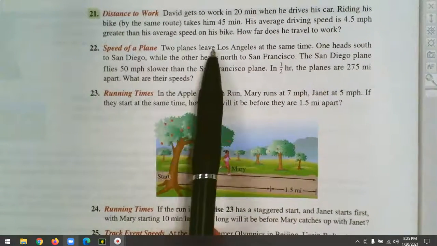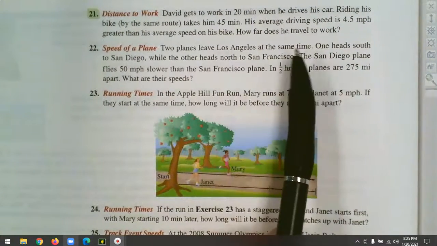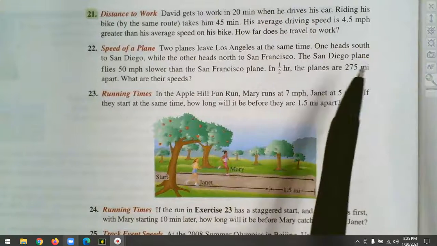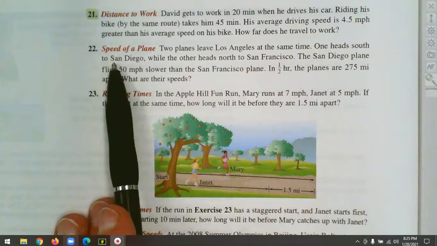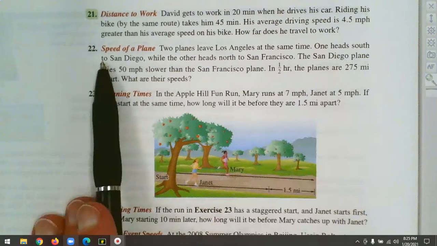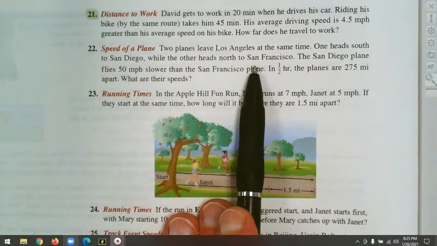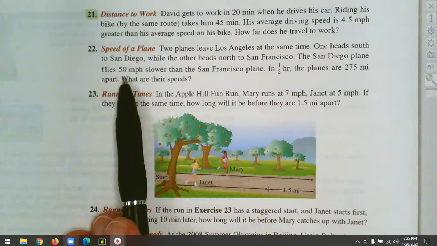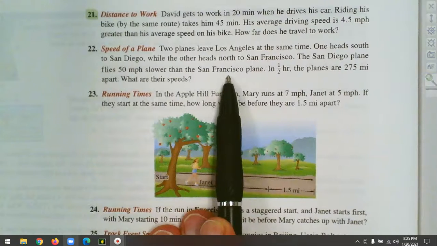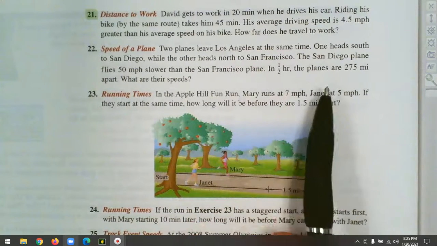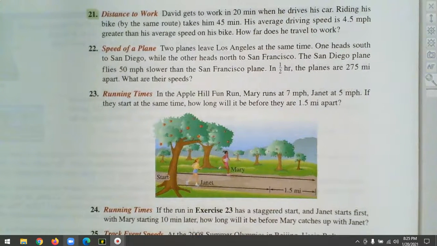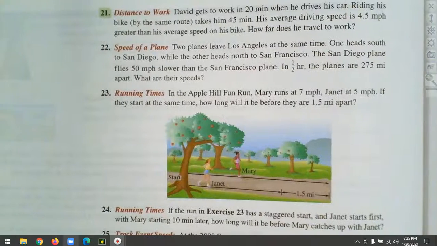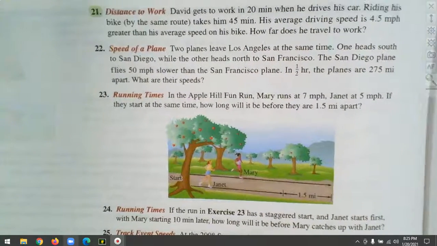So two planes leave Los Angeles at the same time. One heads south to San Diego. The other heads north to San Francisco. The San Diego plane flies 50 miles an hour slower than the San Francisco plane. In a half hour, the planes are 275 miles apart, and we want to know their speeds.